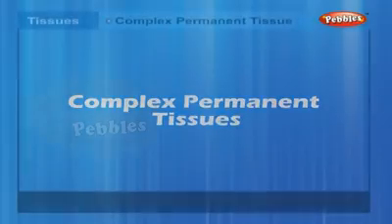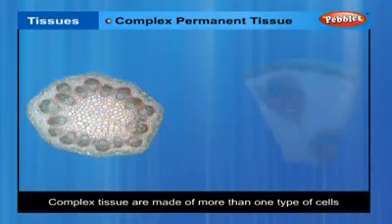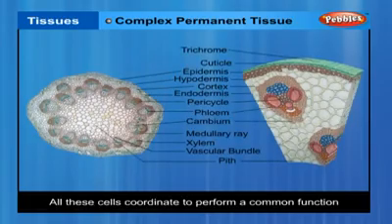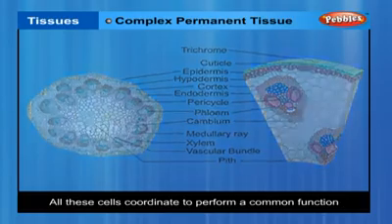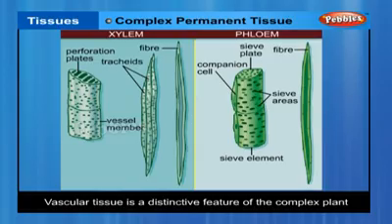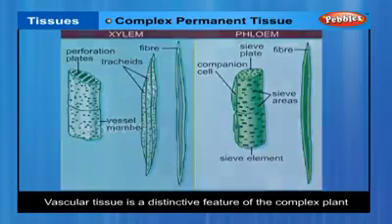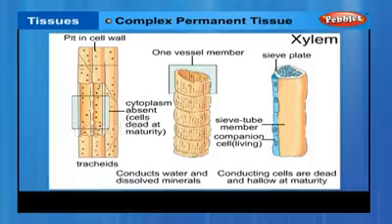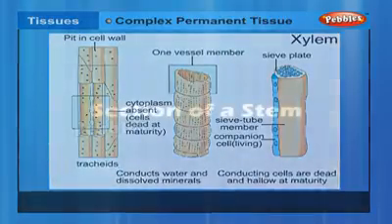Complex permanent tissue. Complex tissues are made of more than one type of cells. All these cells coordinate to perform a common function. Xylem and phloem are examples of such complex tissues. They are both conducting tissues and constitute a vascular bundle. Vascular or conductive tissue is a distinctive feature of the complex plant, one that has made possible their survival in the terrestrial environment.